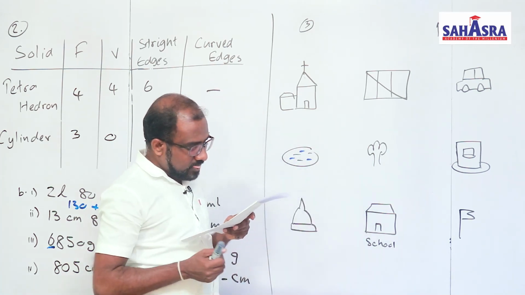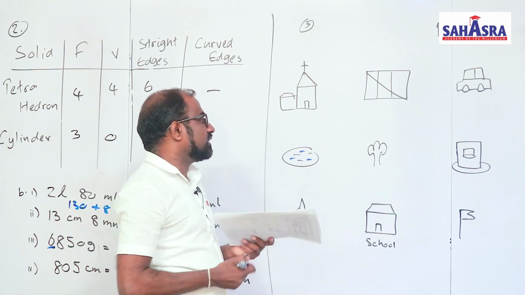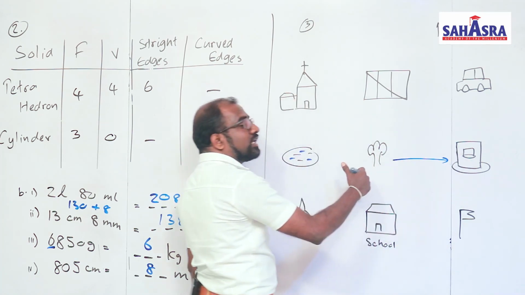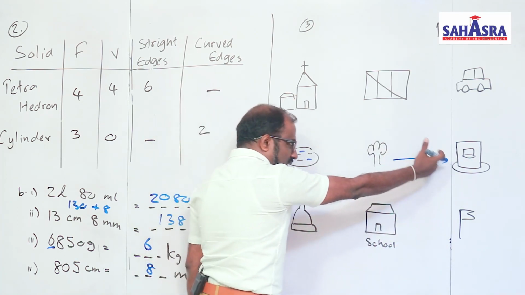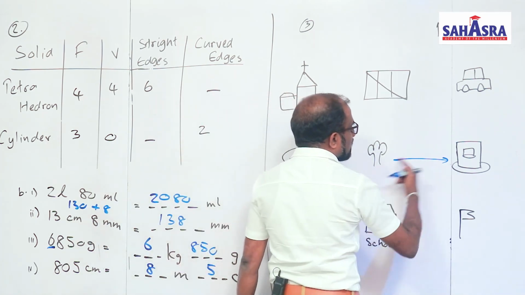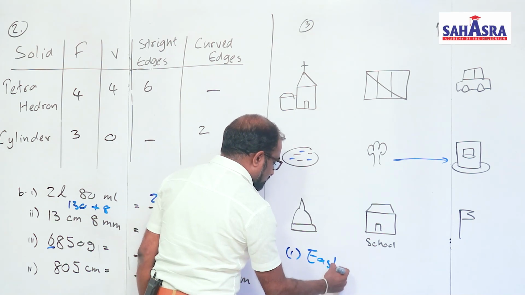First one. In which direction is the well located to the tree? In which direction is the well located to the tree? From the tree, in which direction is the well located? So what is this direction, son? This is the east. So the first one, the answer should be east.